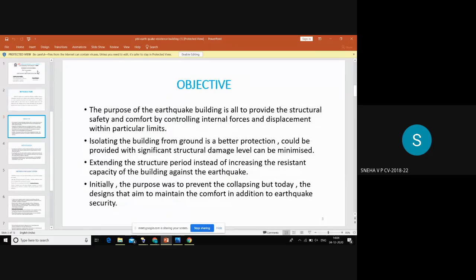Next, we can see the objective of our project. The purpose of the earthquake resistant building is to provide structural safety and comfort by controlling internal forces and displacement within particular limits. By isolating the building from the ground, better protection could be provided and the significant structural damage level can be minimized, by extending the structure period instead of increasing the resistant capacity of the building against the earthquake. Initially, the purpose was to prevent the collapsing, but today the design aims to maintain comfort in addition to earthquake security.